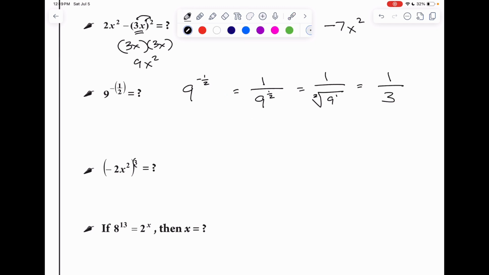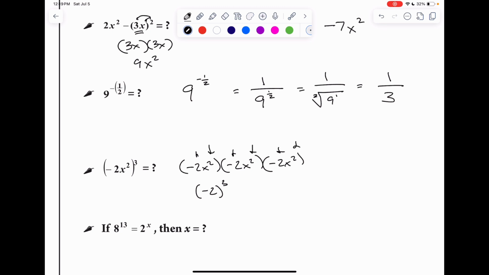All right, let's see this guy. Tell me what's being cubed. Is it the negative, the 2, the x squared? Well, all of it's in parentheses, so it's the whole darn thing. This is going to be negative 2x squared times negative 2x squared times negative 2x squared. Well, negative 2 times negative 2 times negative 2, that's negative 2 cubed. X squared times x squared times x squared, that's x squared cubed. And again, this guy here you can punch out on your calculator, but a negative times negative times negative will be negative. 2 times 2 times 2 will be 8. When you raise an exponent to another exponent, what do we do? We multiply. That's x to the 6th power.